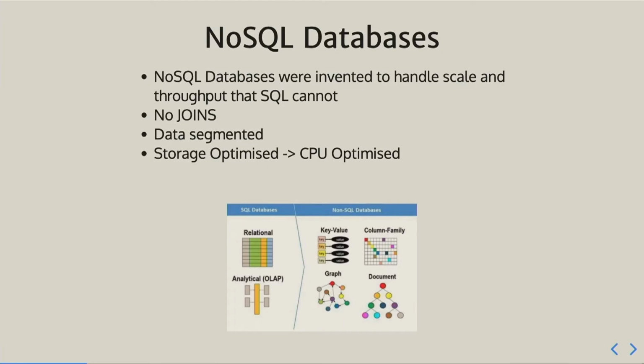And one of the things that NoSQL databases are optimized for is CPU. Back when relational databases were invented, storage was the most expensive thing in the data center. That's no longer the case, it's now compute. So NoSQL databases optimize for this and it makes sense.